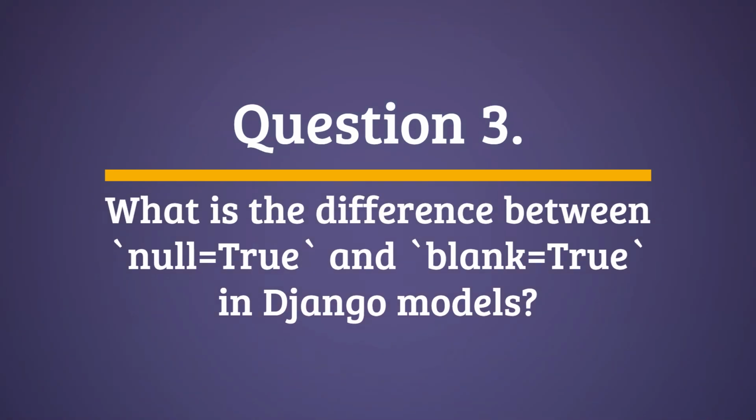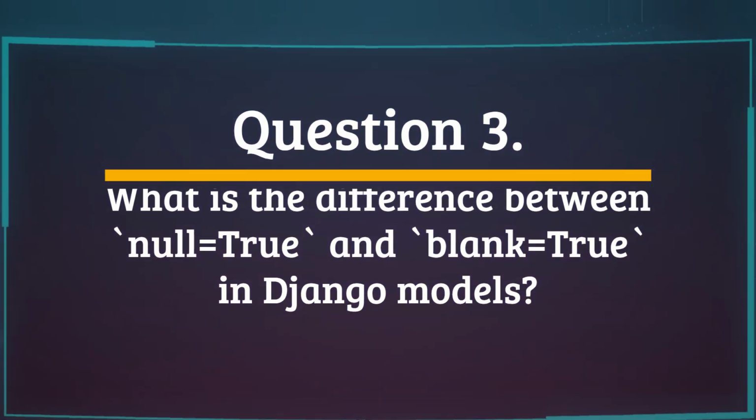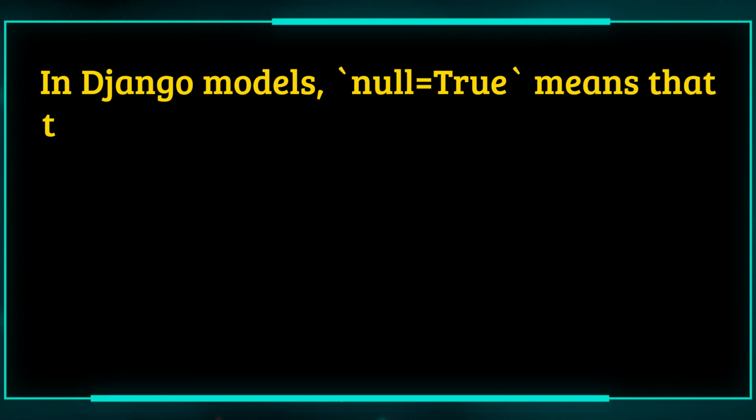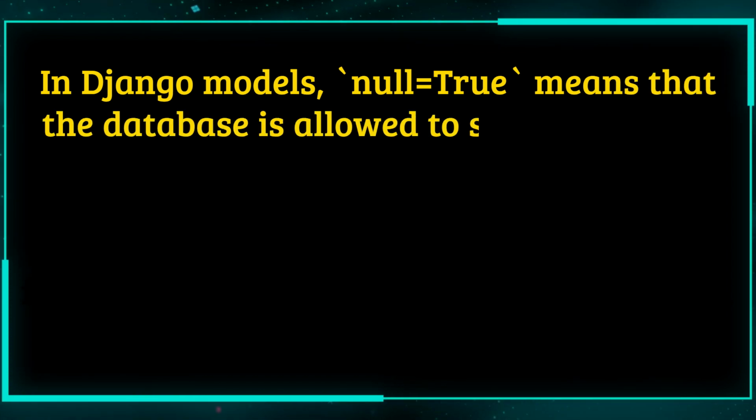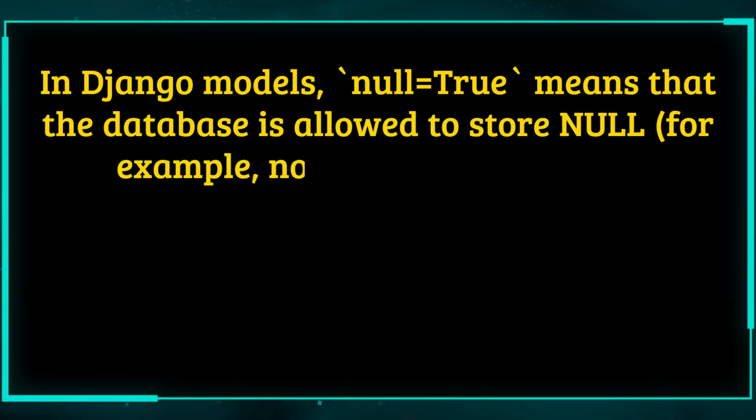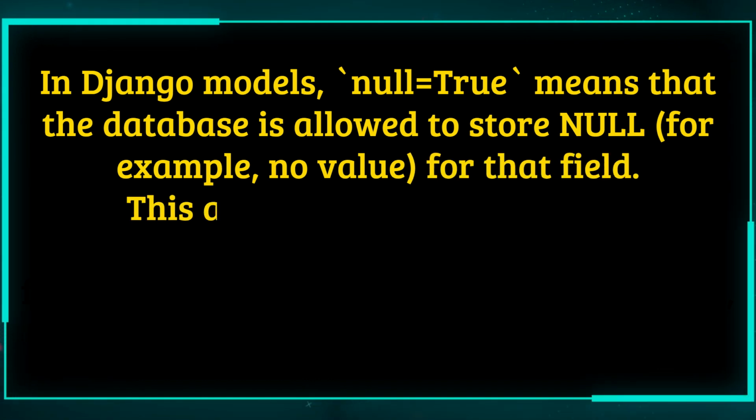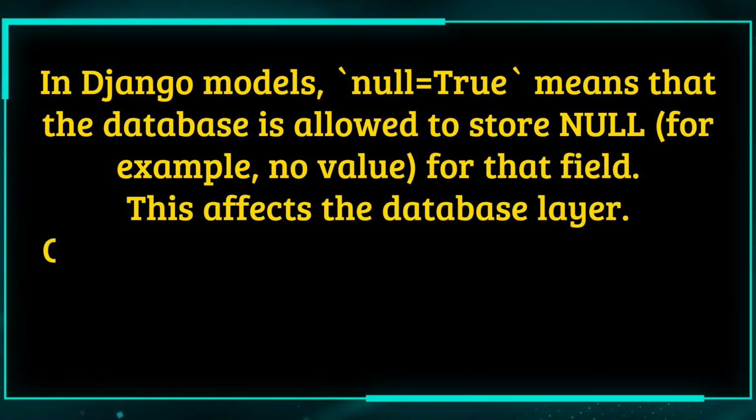Question 3. What is the difference between null=True and blank=True in Django models? Answer. In Django models, null=True means that the database is allowed to store null, for example, no value, for that field. This affects the database layer.